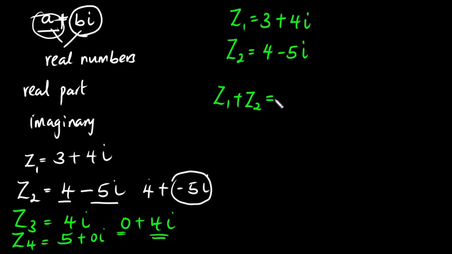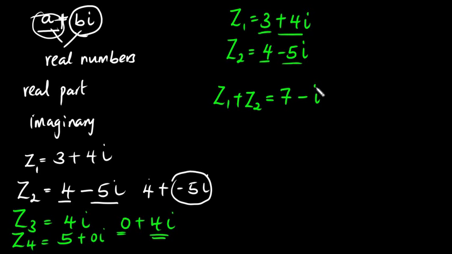So for this case, we are going to add 3 to 4, so that will be 7, and then plus 4i minus 5i. Okay, so that is going to be negative 1i, or simply negative i.